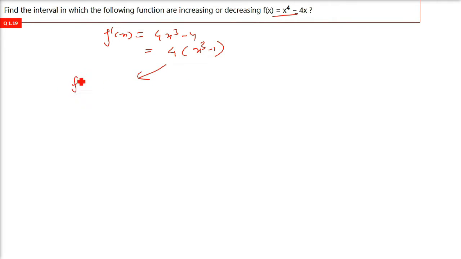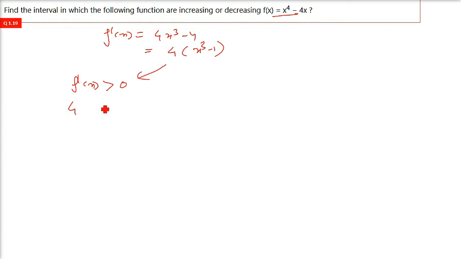So let us start first with f dash x greater than 0. So 4 into x cube minus 1. See, in the previous question, when we were taking greater than 0 and less than 0, we just divided both sides by 6 by 5 or 12 by 10. That will eliminate that constant. So don't worry about the constant at all.